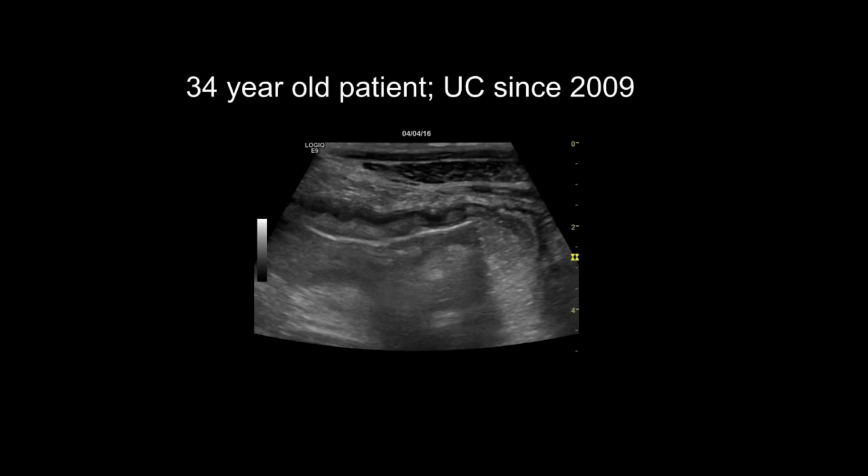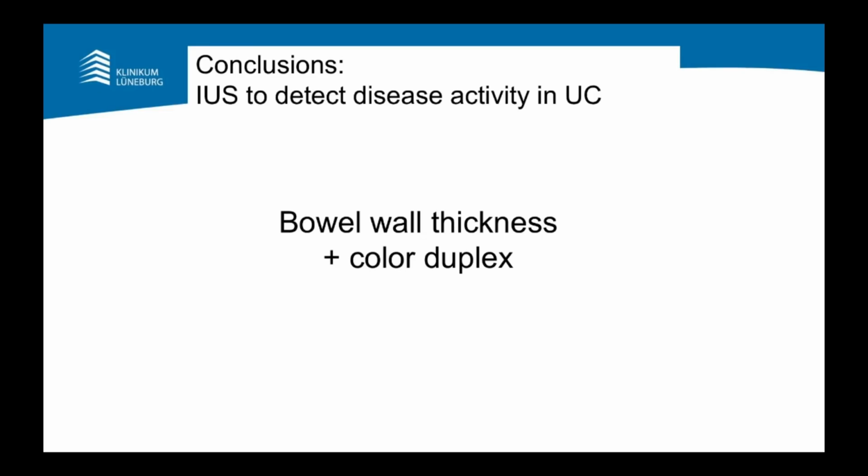So if you see thickened bowel, it doesn't always mean that there is increased inflammatory activity, but if you see that there's a different kind of bowel wall layers, always consider differential diagnosis. This patient, in addition to the lymphoma in the right colon, also had a rectal carcinoma, which could not be seen by ultrasound. Now, in conclusion, intestinal ultrasound to detect disease activity in UC, yes, it is very helpful.